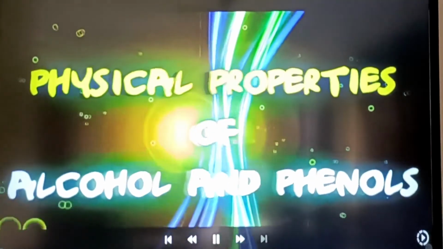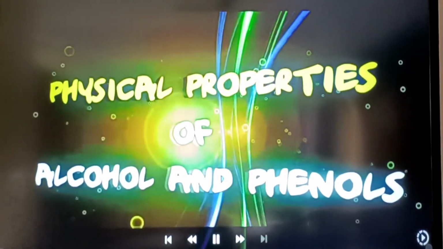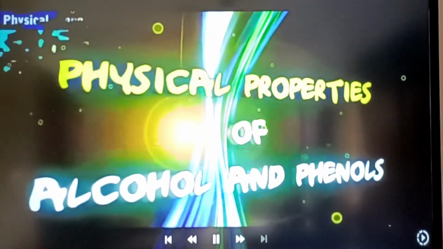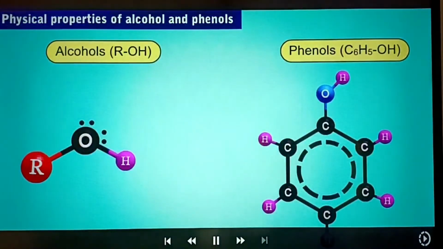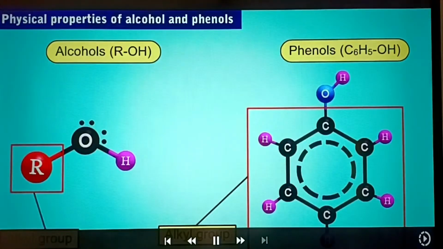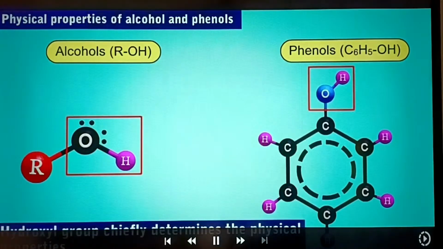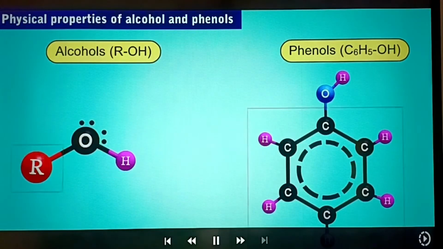In this module, we will be studying the physical properties of alcohols and phenols. Alcohols and phenols consist of 2 main parts: an alkyl or aryl group and a hydroxyl group. The hydroxyl group chiefly determines the physical properties of alcohols and phenols. The nature of the alkyl or aryl group thus modifies these properties to some extent.